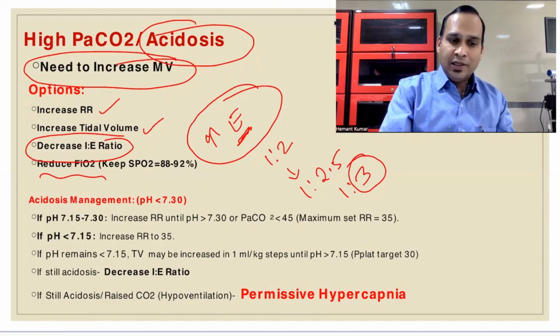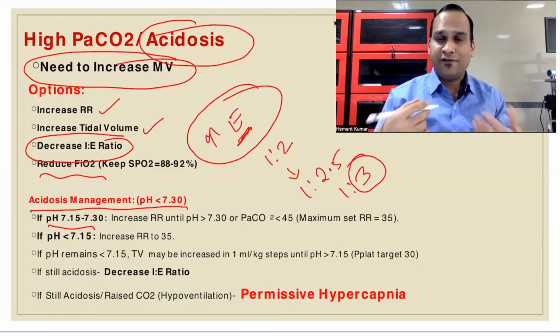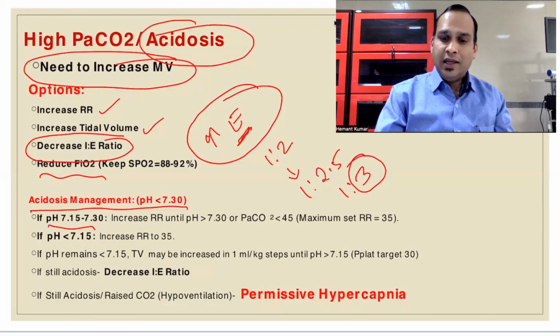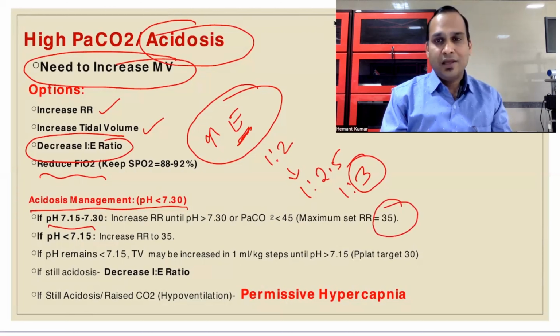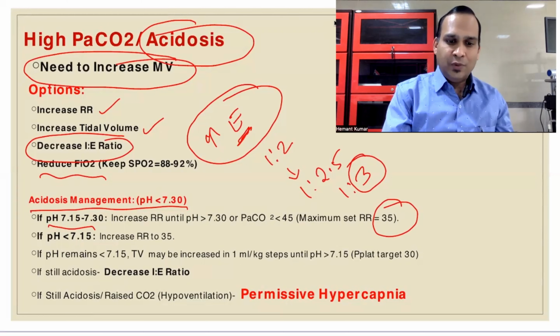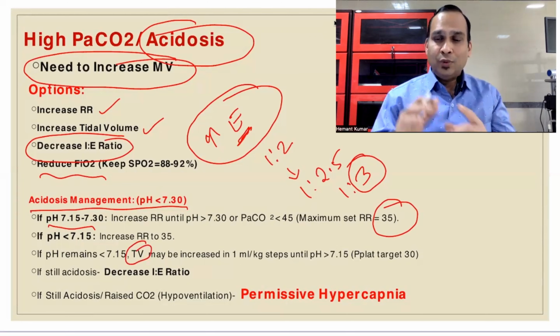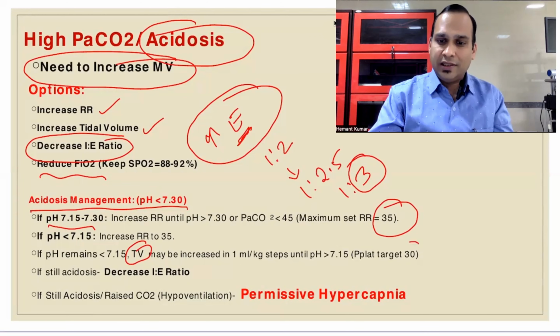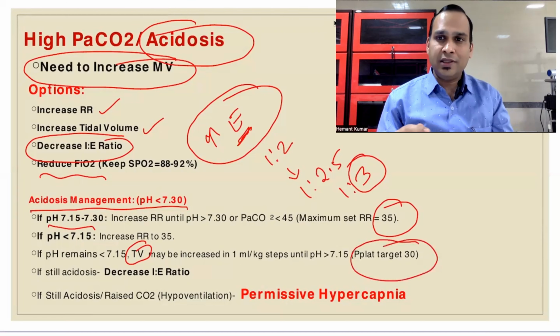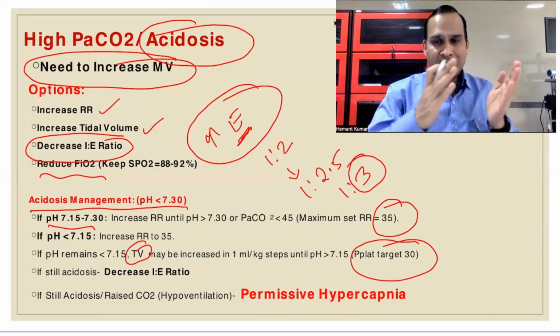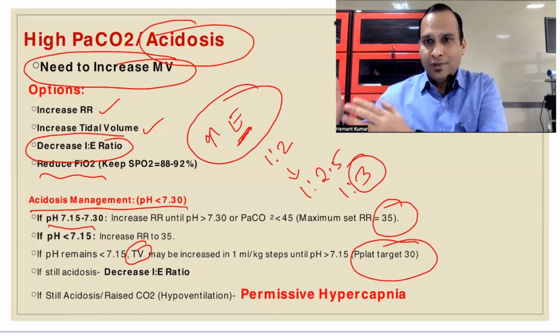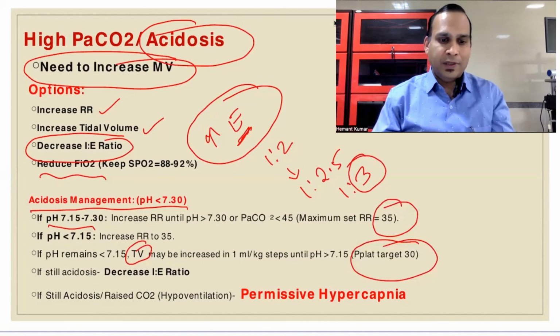So for acidosis management, if there is acidosis, we have to increase the respiratory rate first rather than tidal volume. And we can increase up to 35. That is the maximum respiratory rate we can set. If pH is still acidotic, then we have to increase tidal volume. But keep in mind, we have to keep plateau pressure less than 30, because above 30 there is a chance of barotrauma. So increase tidal volume, but at the same time you have to watch the plateau pressure.